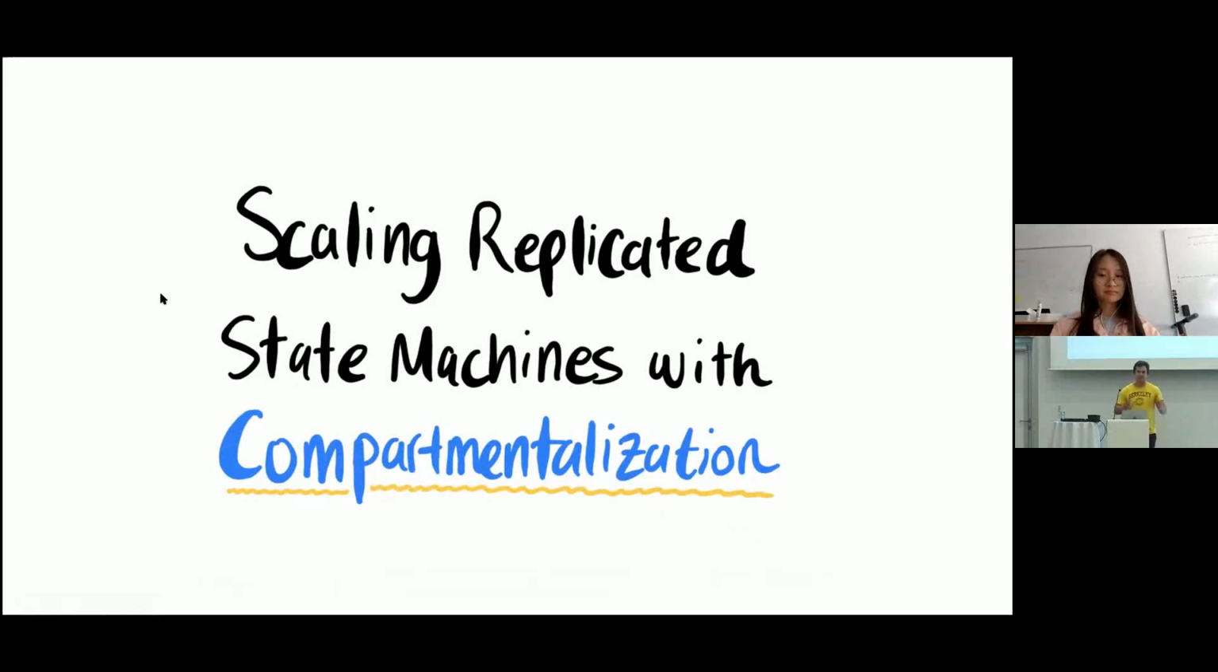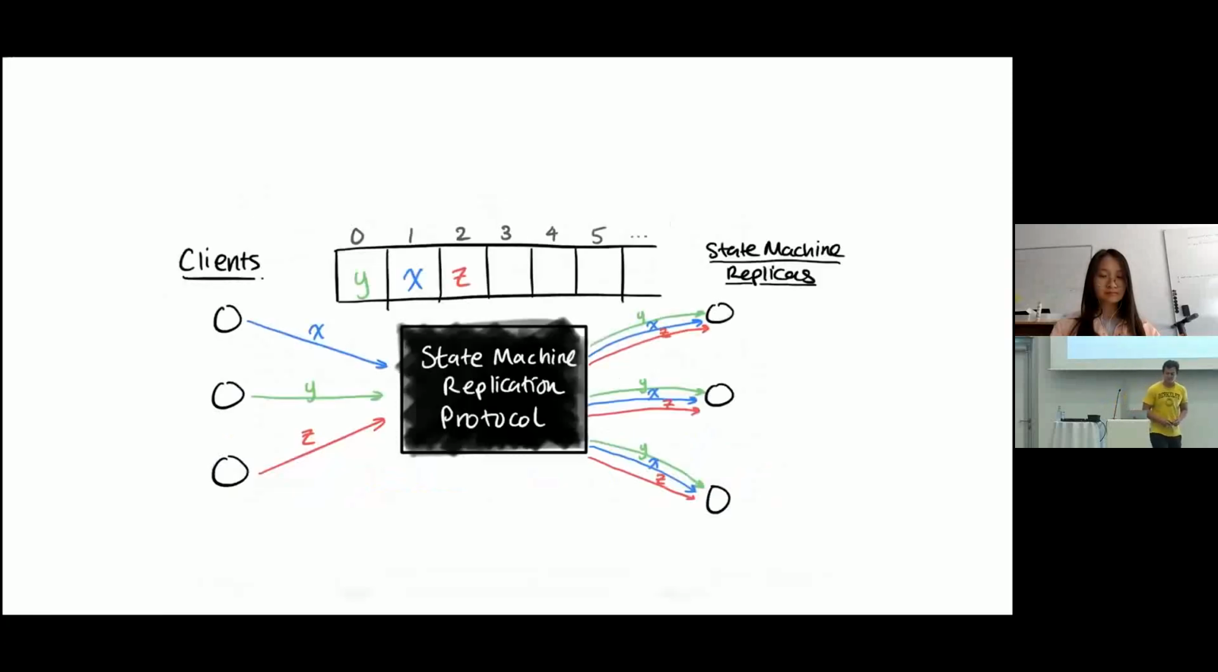Okay, with that, I'm Michael, and today I'll be talking about scaling replicated state machines with a technique we invented called compartmentalization. I'll begin by explaining what state machine replication is. In a nutshell, state machine replication is the problem of having multiple deterministic state machines that we want to make sure all stay in sync. That is a very fancy way of saying we have multiple copies or replicas of some stateful service.